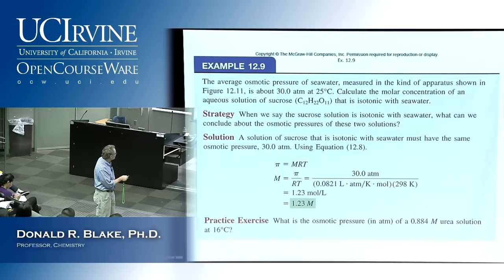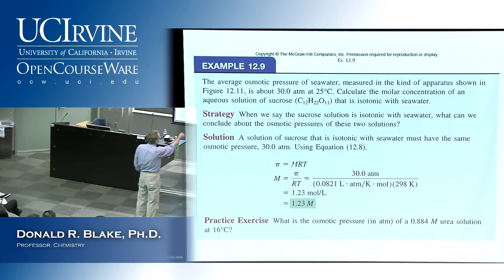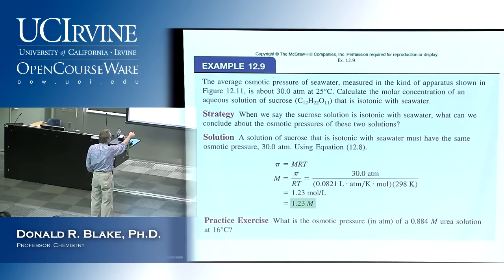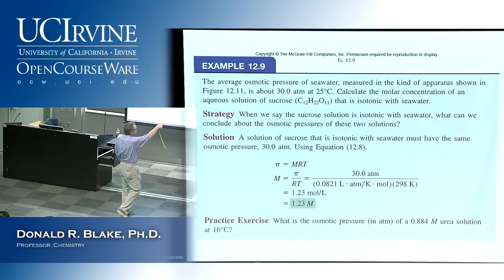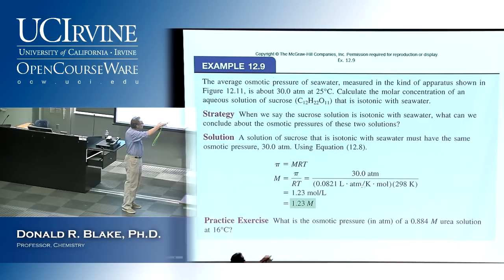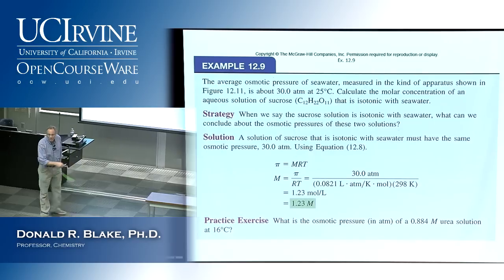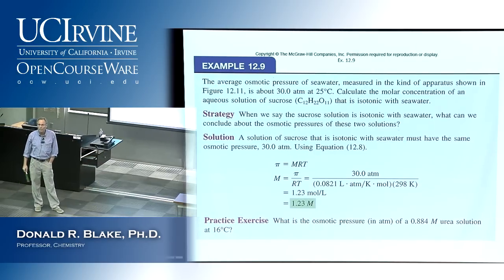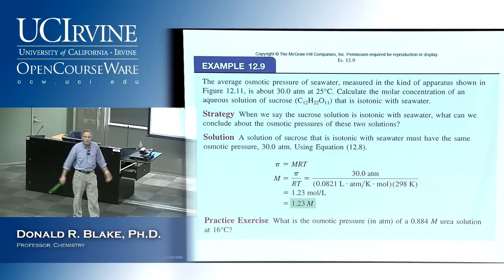So 30 atmospheres, we're calculating this, we know what this is, and we know what this is. Does it get any simpler? No. You just rearrange, you got M on one side, pi on the other, so you take this RT over to this side, so it's pi over RT: 30 atmospheres over 0.08205 liter atmospheres per degree mole, times 298. The molarity that you need to generate 30 atmospheres is 1.23 molar. Simple. Do we agree?